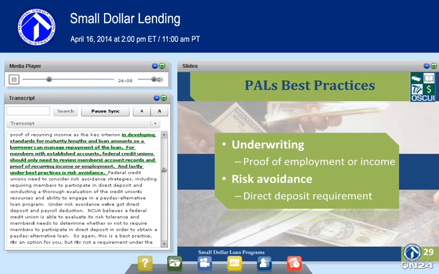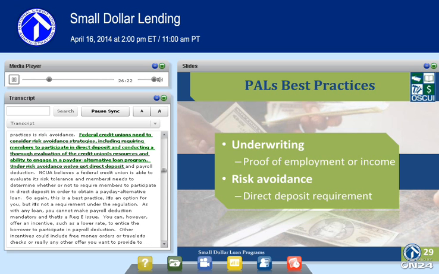For members with established accounts, federal credit unions should only need to review a member's account records and proof of recurring income or employment. And lastly, under best practices is risk avoidance. Federal credit unions need to consider risk avoidance strategies, including requiring members to participate in direct deposit and conducting a thorough evaluation of the credit union's resources and ability to engage in a payday alternative loan program.